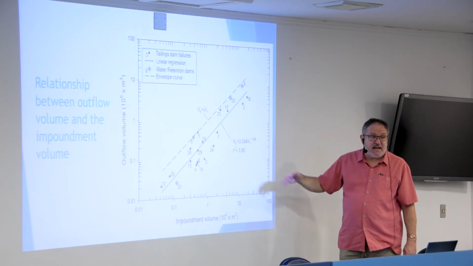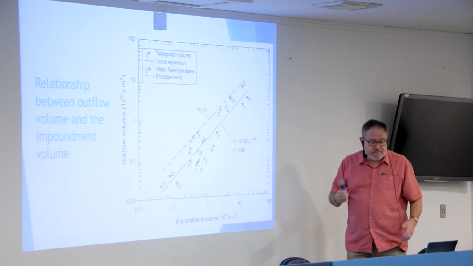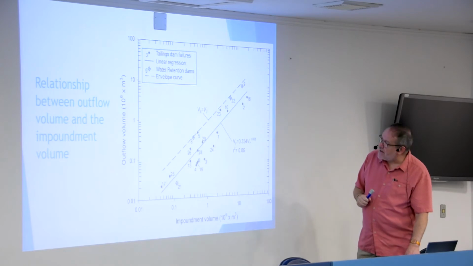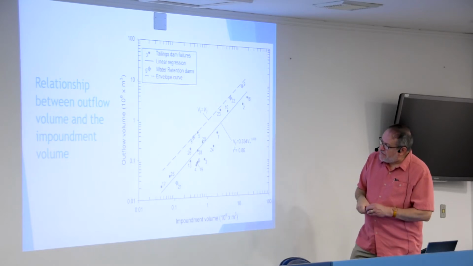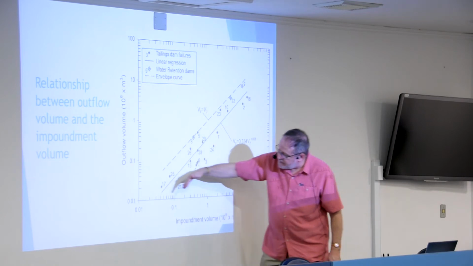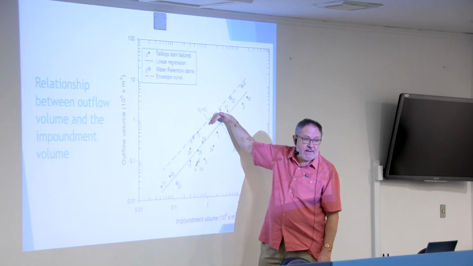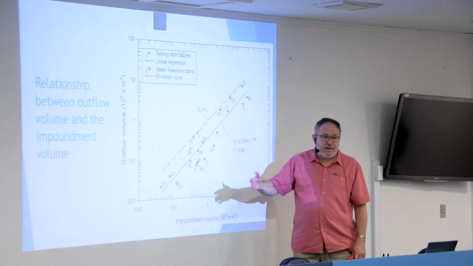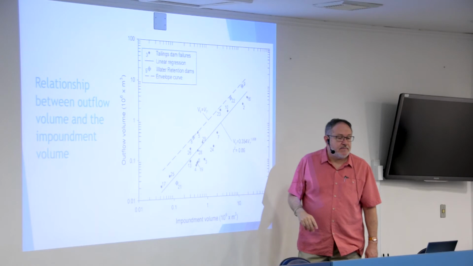We are going to see that there are newer relationships for this. There is more recent work that has been developed. But you can develop some kind of an envelope. So you can say, well, if you had a perfect line at 45 degrees here, it would mean that the volume that you have impounded has been released, 100% of that volume.